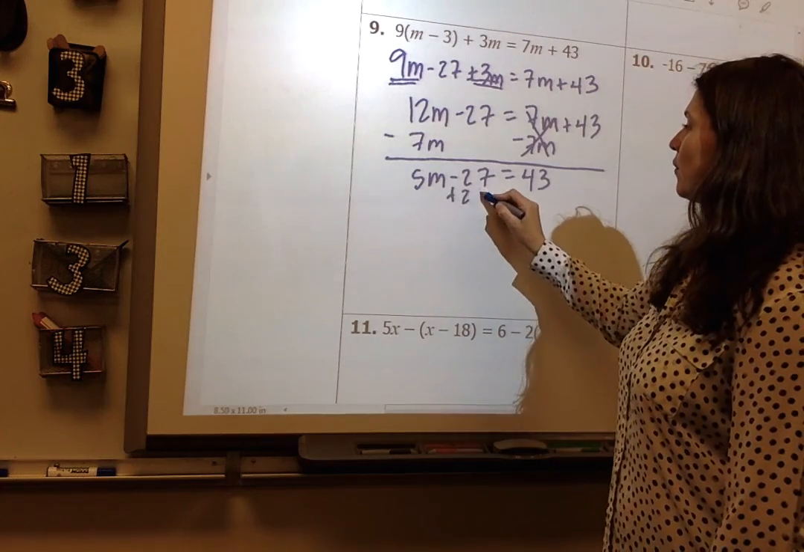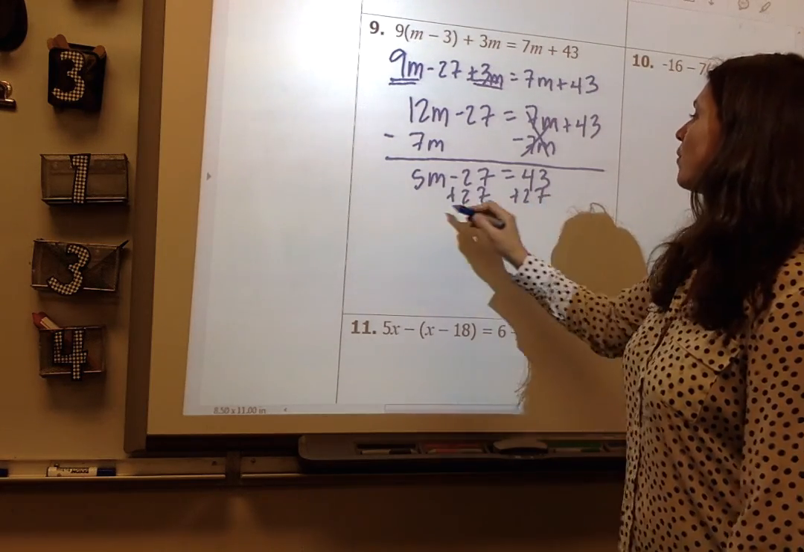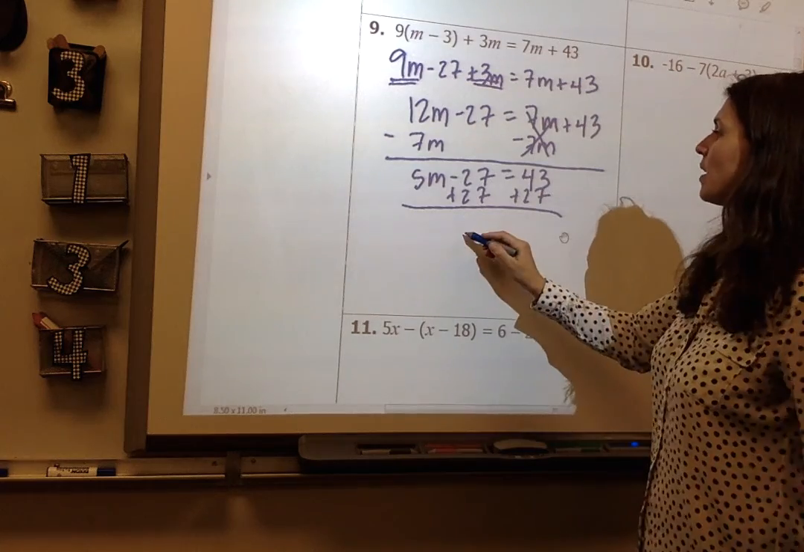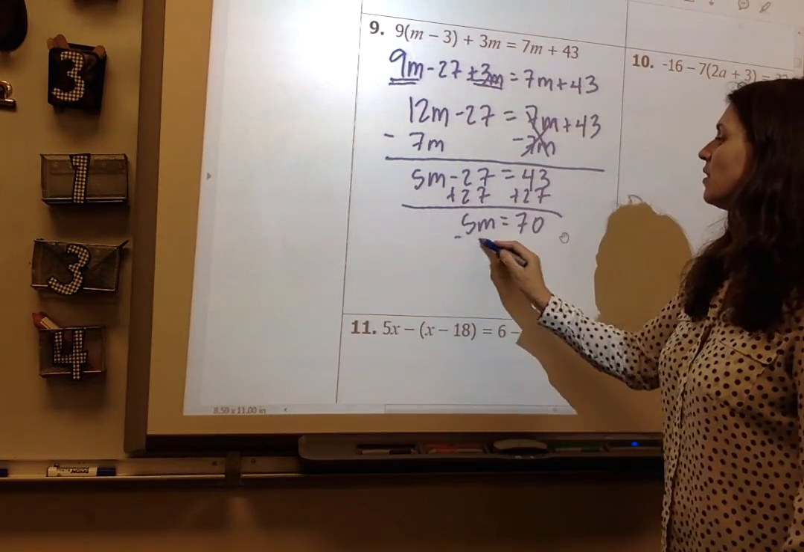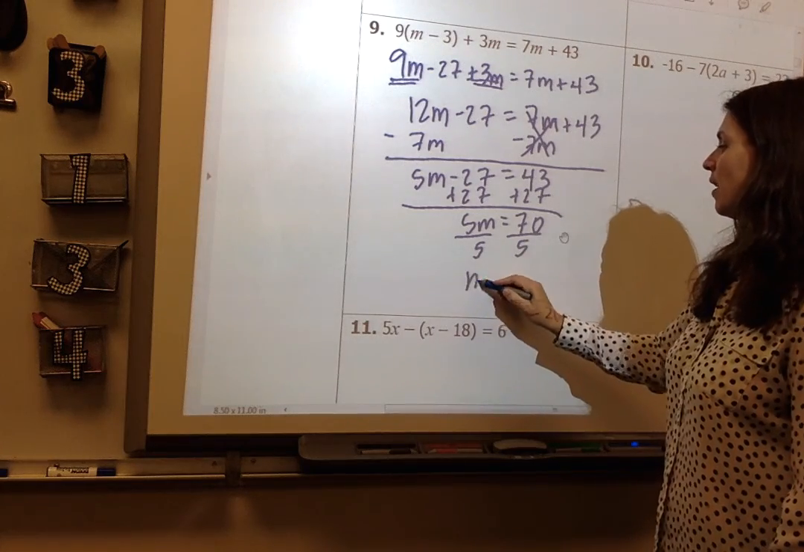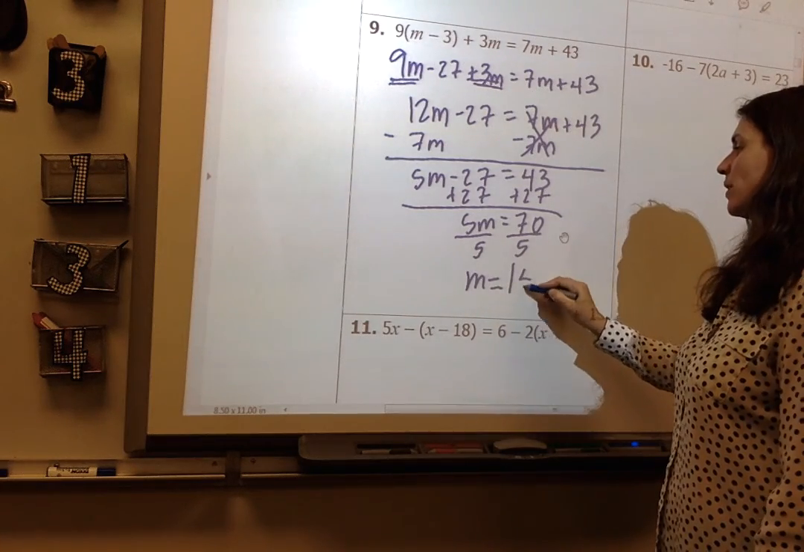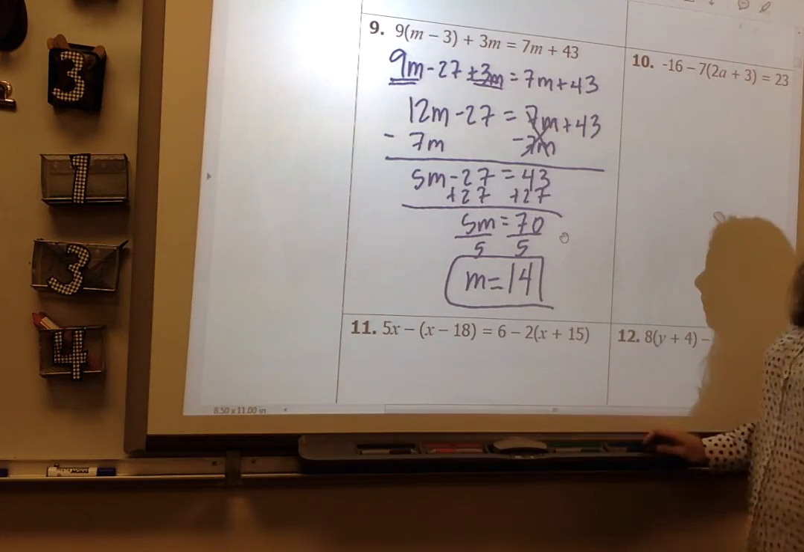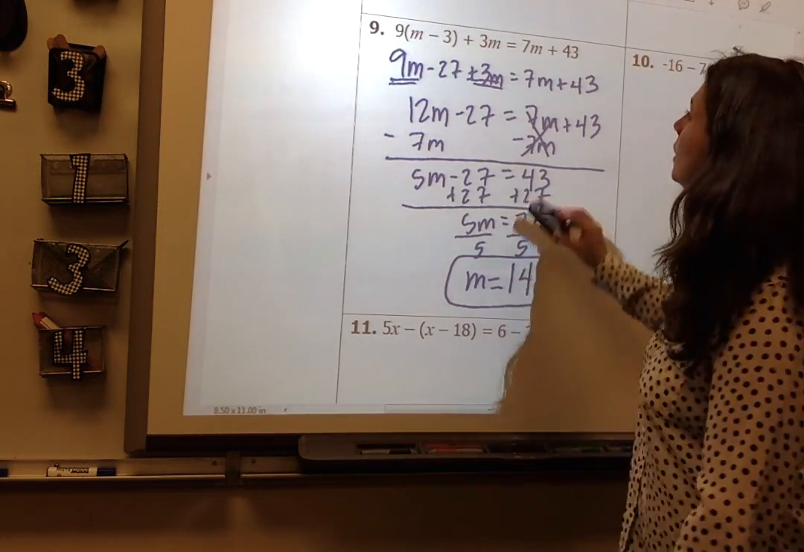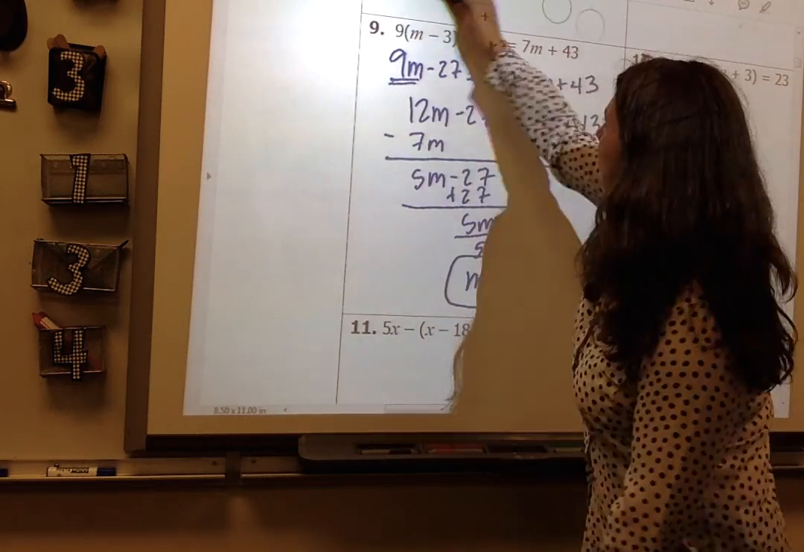Now I do additive inverse to get my constant term on the other side. So I add 27 on both sides. I get 5m equals 70. Divide both sides by 5. And m equals 14. Okay, so you should be getting that for number 9. 14, m equals 14. All right, let's take a look at number 11.